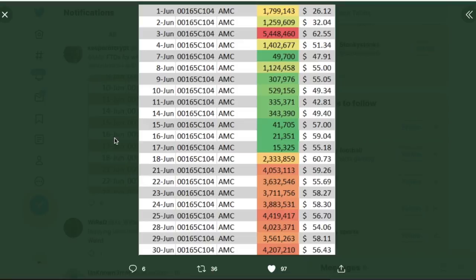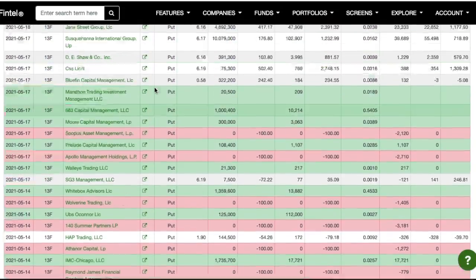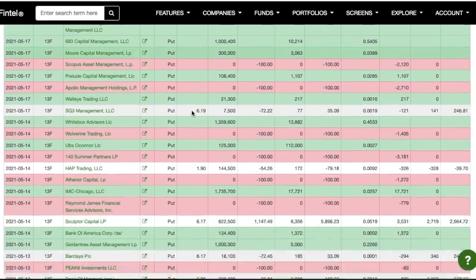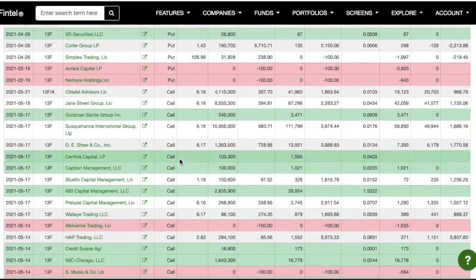So we would expect to see a very high amount of volume on the option chain, or institutions that are doing this, a very high volume of options in their 13F filings. Now, when we come over to Fintel, look at all of these options right here. These are all the put contracts, but look at how many shares all of these are controlling. This is absolutely insane. Then we can see the calls right here, even more shares.